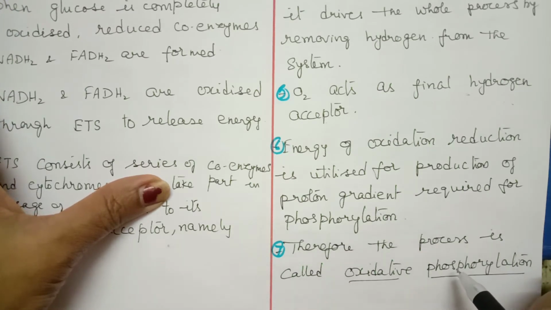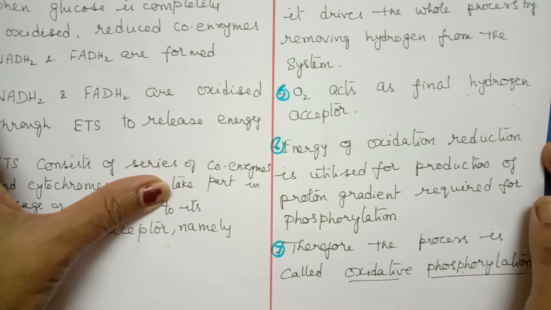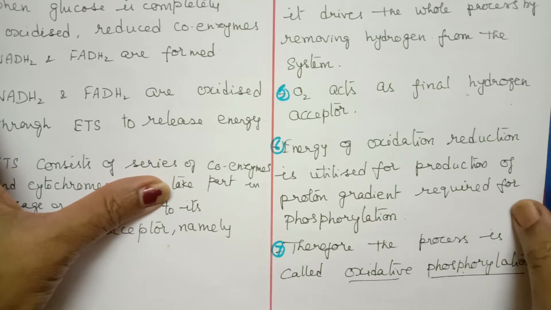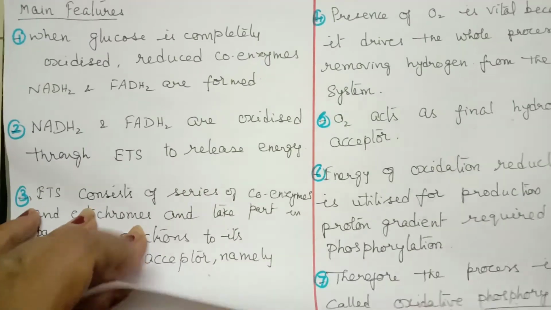The same phosphorylation we also find in chloroplast. There it takes place in the presence of light, so there we call it photophosphorylation. And here we call it oxidative phosphorylation. Now let us see the next feature.